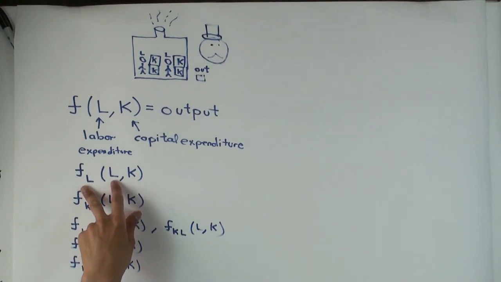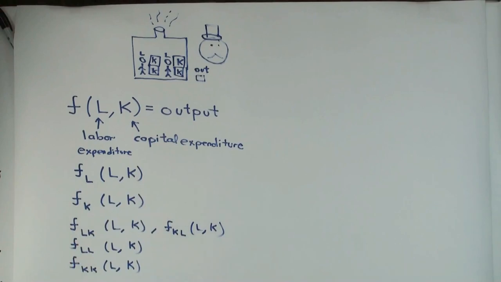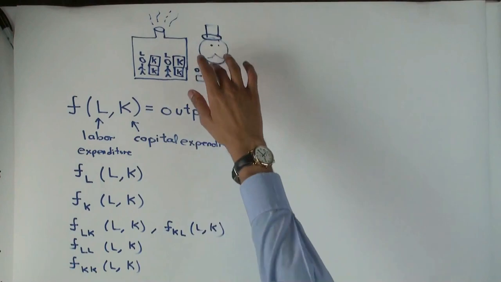What does this tell us? So hold your investment in K constant. How does the change of L affect your output? Affect this guy's output.